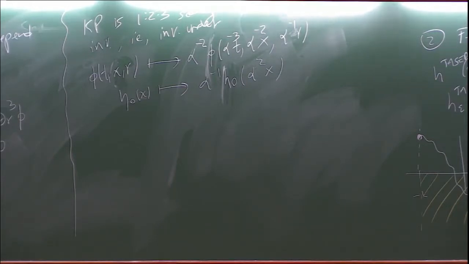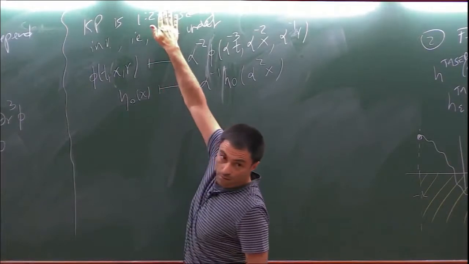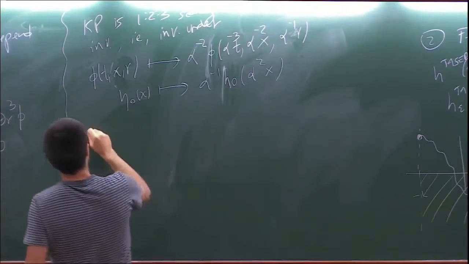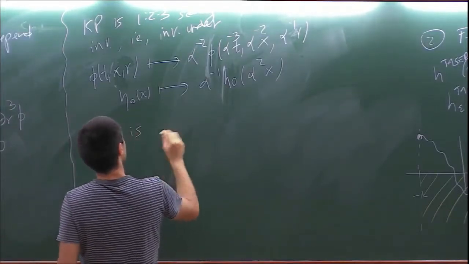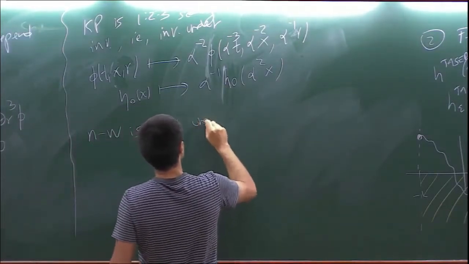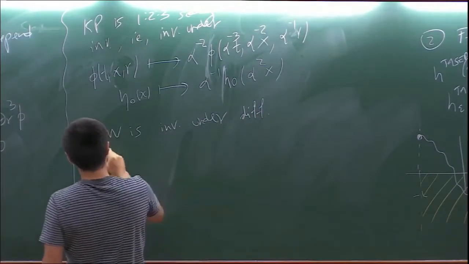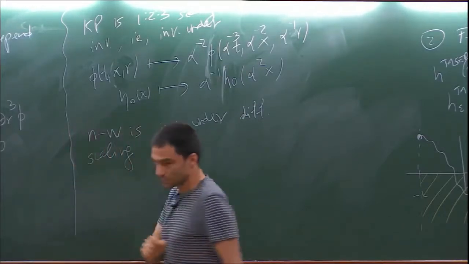Now, if I take narrow wedge initial condition, the narrow wedge initial condition is itself invariant under diffusive scaling. Why do I have to use diffusive? Because the initial condition doesn't see the 3. Right? Because the time is not a part of the initial condition. So narrow wedge is invariant under diffusive scaling.